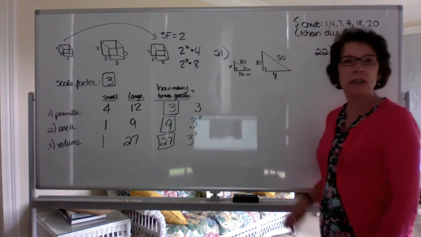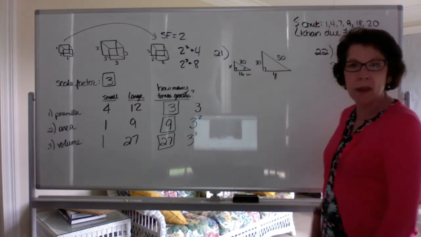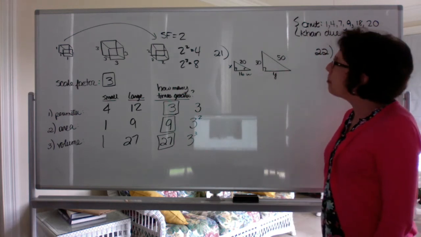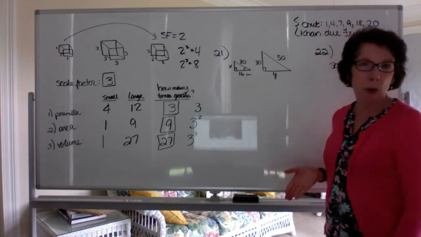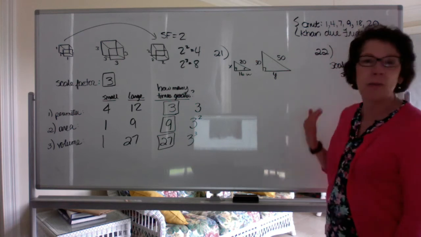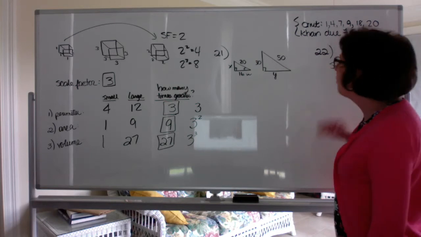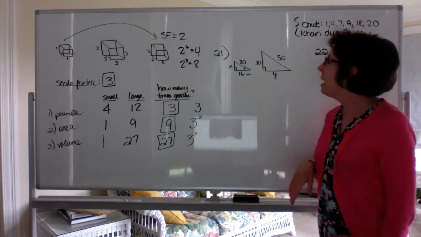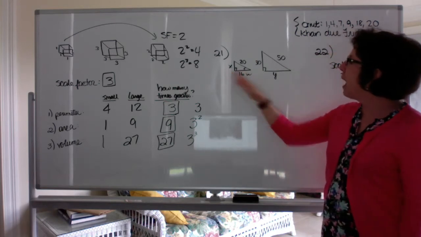Now, let's go to number 21 and 22 on the homework for today. Number 21 is a review problem, but we really have to do this review problem first before we do number 22. So we want to solve for X and for Y.